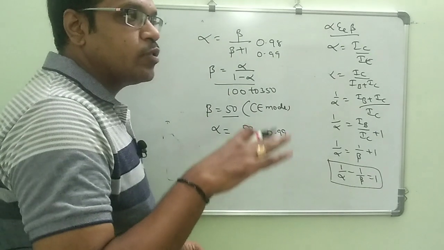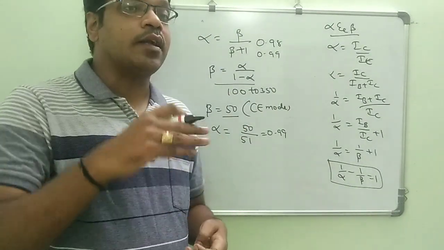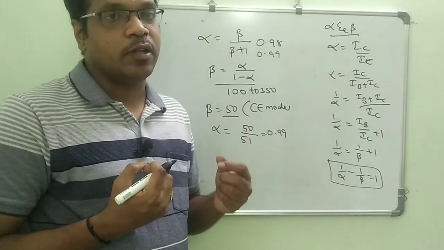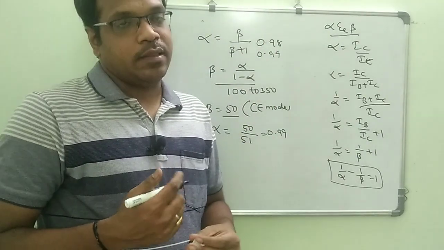So the alpha value will always be less, while the beta value will be more. That's why, because the beta value is more, the current gain is more, so CE mode is preferable. You will get a gain of 100, so that much we can increase the signal.